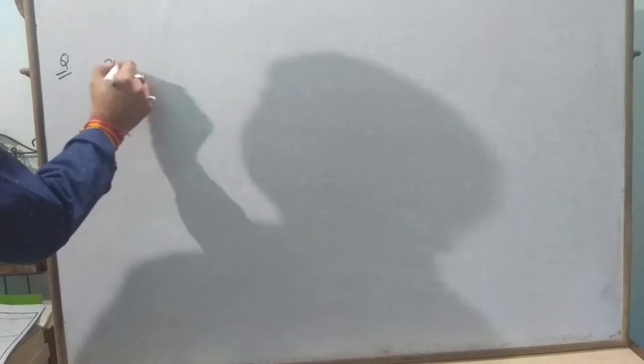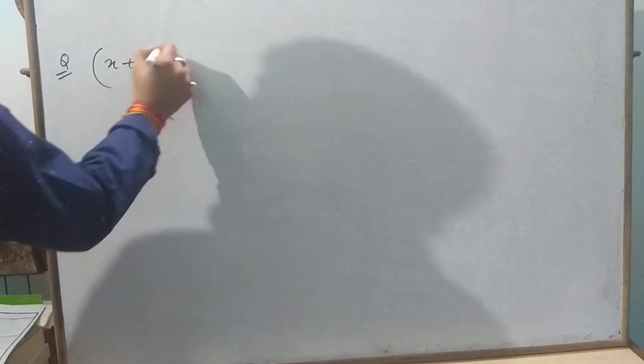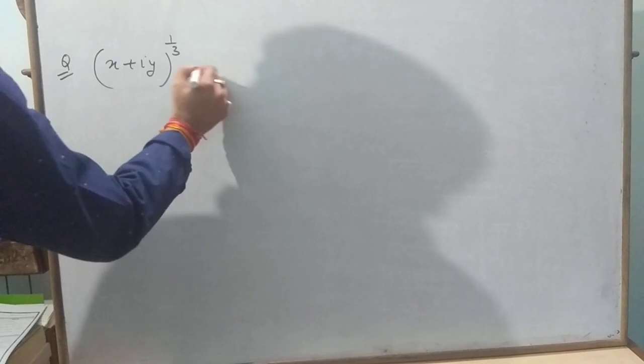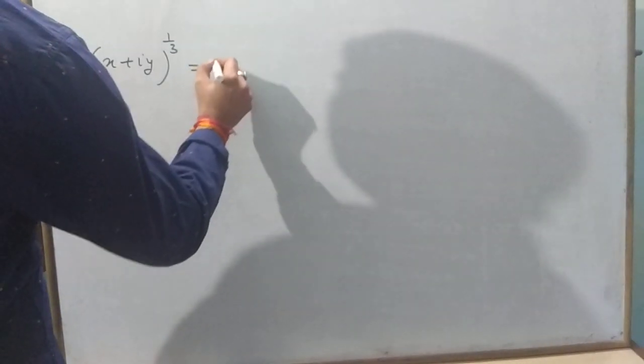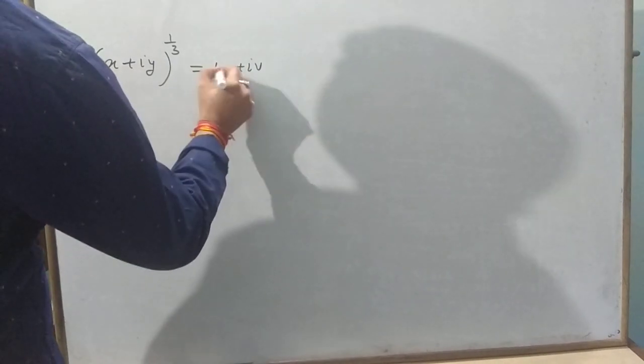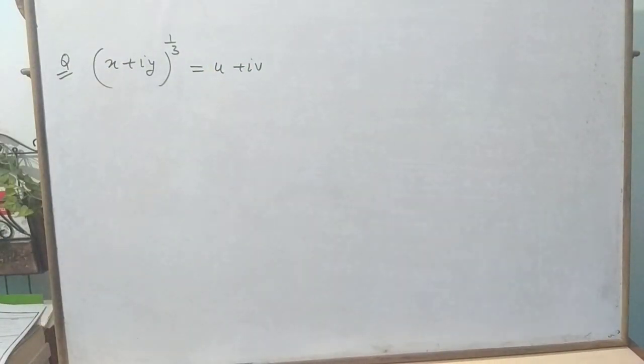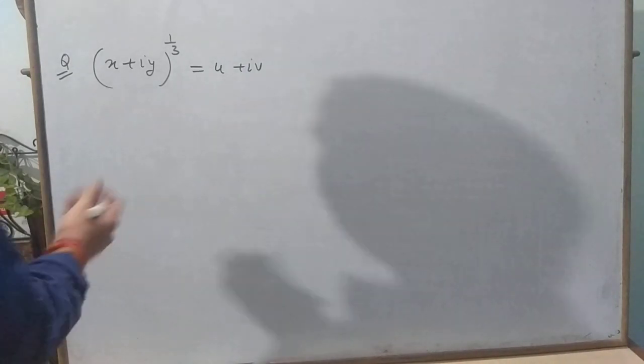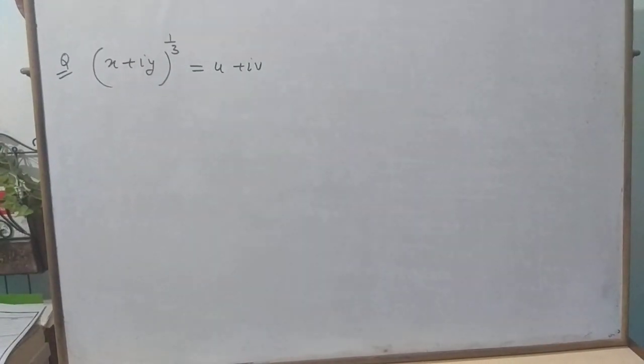Now, after that, one more question. It's a very important question, and so many times this question has to be asked in the examination paper. It is given (x + iy)^(1/3) = u + iv. Maybe some variable has to be changed, maybe a + iv is given. So it depends upon the framing of the question only. It's only the game of variables.